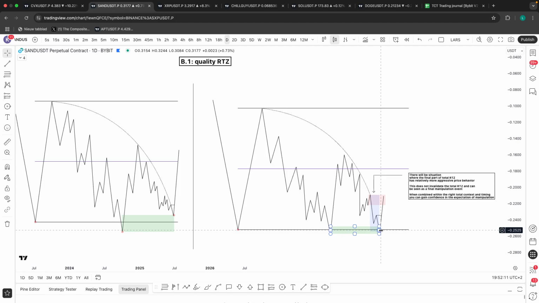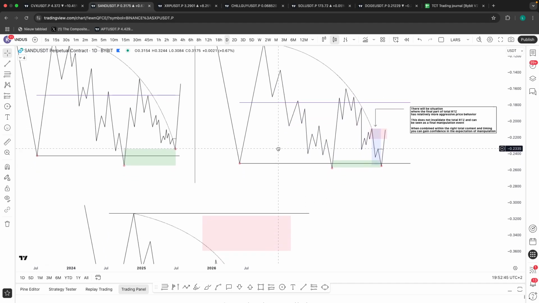Okay? So that's what I mainly mean when you're combining it with the right total context and timing, you can gain the confidence in the expectation of the manipulation if you have, relatively speaking, more aggressive price behavior. And experience will allow you to get a feeling for this more and more as well. If in the beginning it's a bit more skeptical or doubtful for you, that's completely normal. Okay, we're going to be showing examples, elaborating on it more and more.